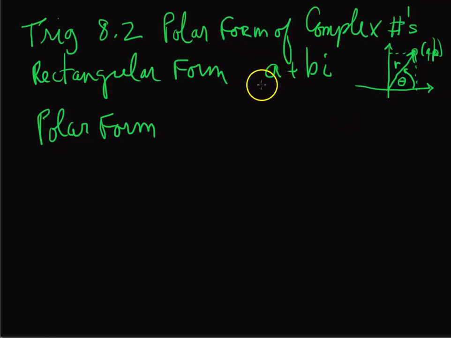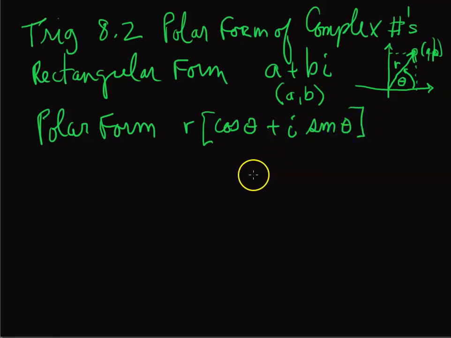So this a plus bi, which is the a, b point on the plane, polar form is going to be in different units. It's r cosine theta plus i sine theta. That's polar form. r, theta is the ordered pair for that. Sometimes some books use a semicolon to distinguish between rectangular coordinates and polar coordinates. Our book does not do that, but I think it's sort of a nice touch.